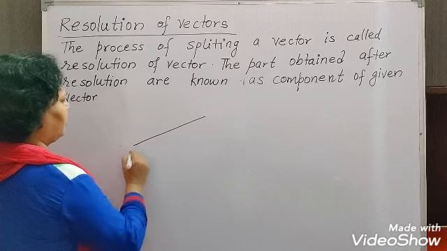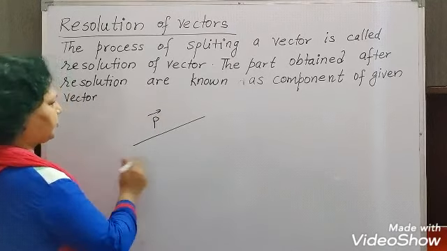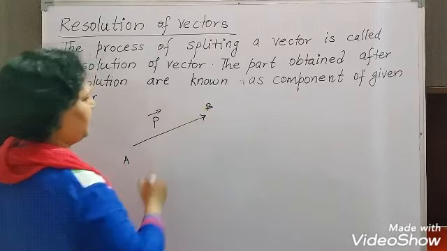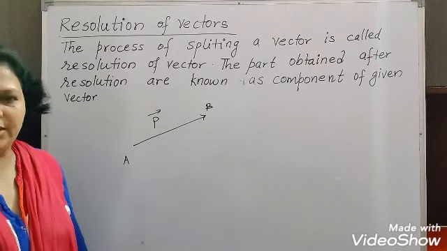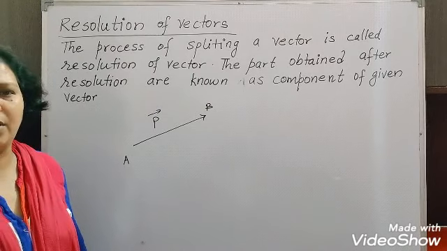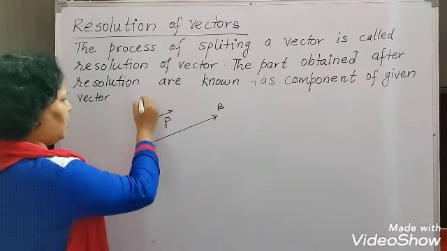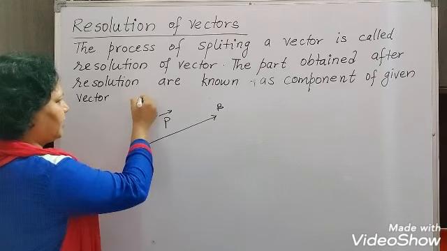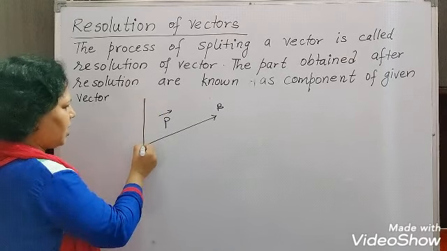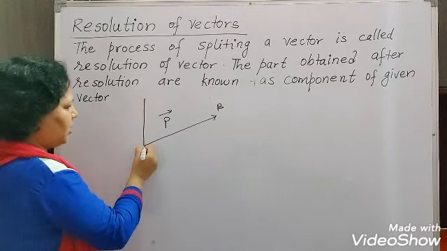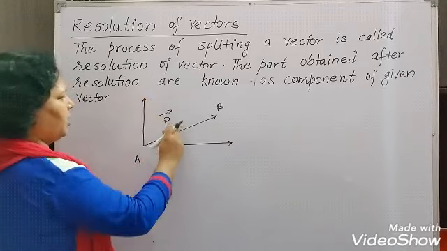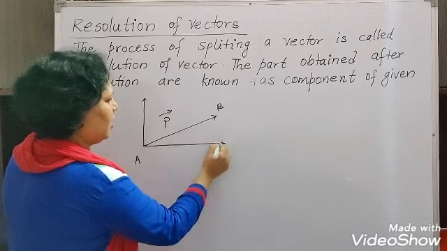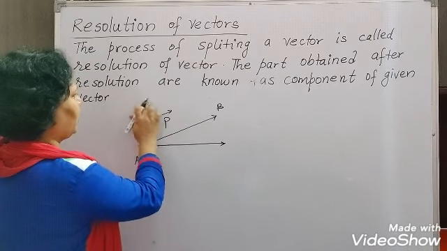This is a vector P, represented with a line AB. We can resolve this vector into two rectangular components. In this way, in the vertical direction a component we can resolve, and we can resolve a horizontal component. Look here. This vector P can be resolved in this way, that is a horizontal component and a vertical component.